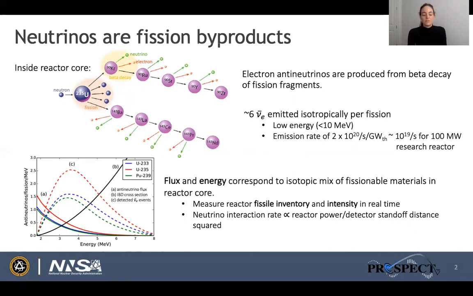So if we can make a precise measurement of the neutrino flux coming from the reactor core, we can essentially measure the physical inventory of the reactor in real time. It's also important to note that because the reactor core is an isotropic source of neutrinos, the inverse square law applies, so the intensity of the signal will fall off with distance squared.